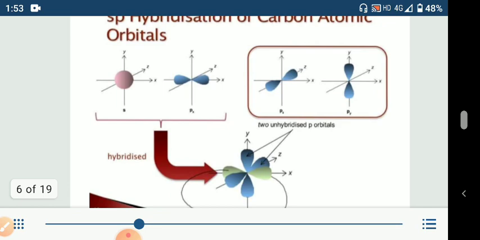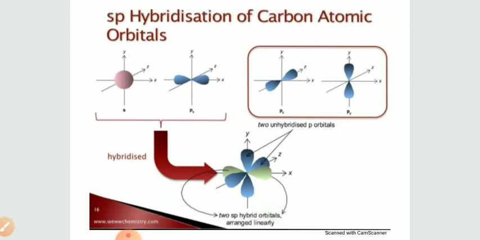Now we discuss sp hybridization of carbon atomic orbitals. In sp hybridization there are two sp hybrid orbitals which are arranged linearly, and there are two unhybridized p orbitals which are perpendicular to the linear orbitals.